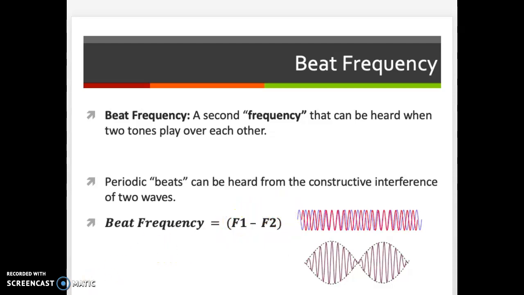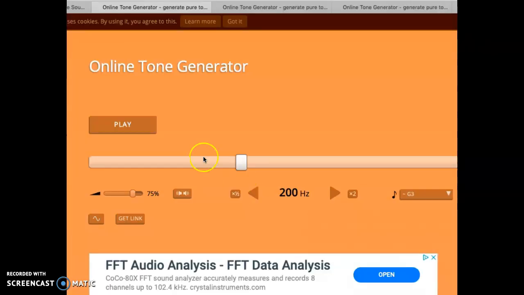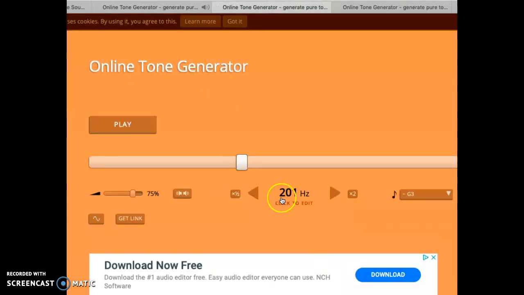Okay, let me show you some examples. I'm going to start by playing a 200 hertz pitch frequency. Okay, there's 200 hertz, and now I'm going to play on another tone generator. I'm going to play 201 hertz, and you're going to hear a beat frequency at 1 hertz. Ready? Go.